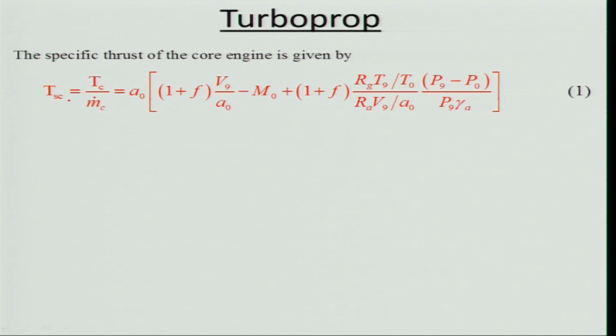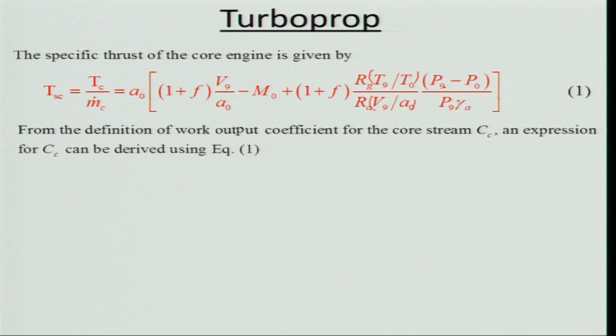This is for the core engine, we are not considering the propeller part, and you will recognize these are similar terms: V9 by a naught, the flight Mach number, and then T9 by T naught, which you have already seen, and V9 by a naught. These are the terms which we are very familiar with, so let me not spend time on this.